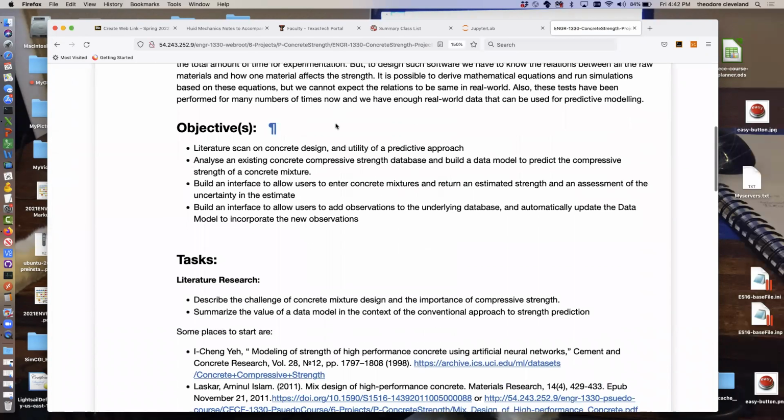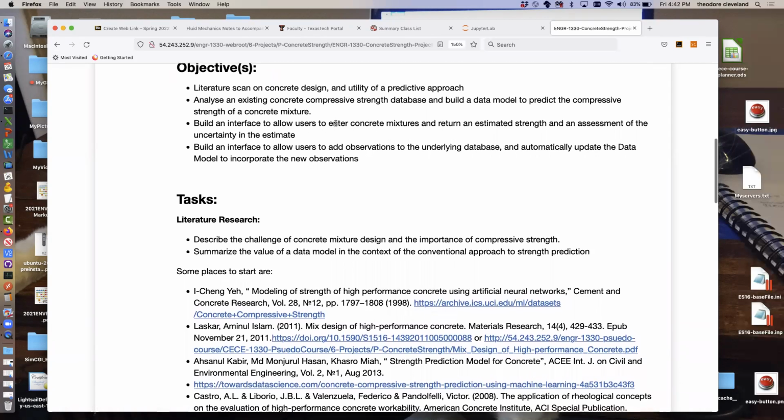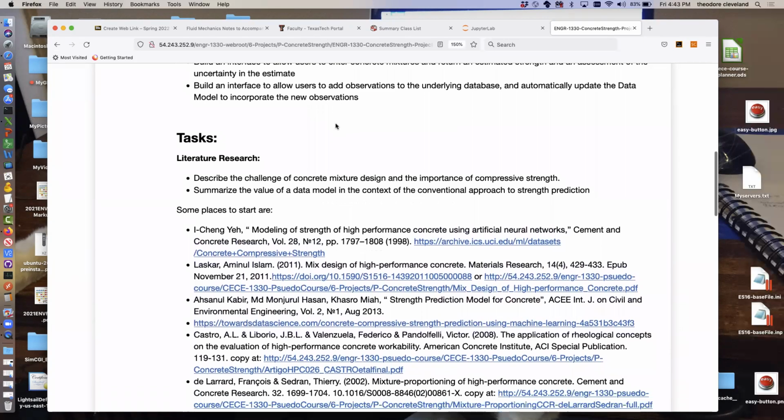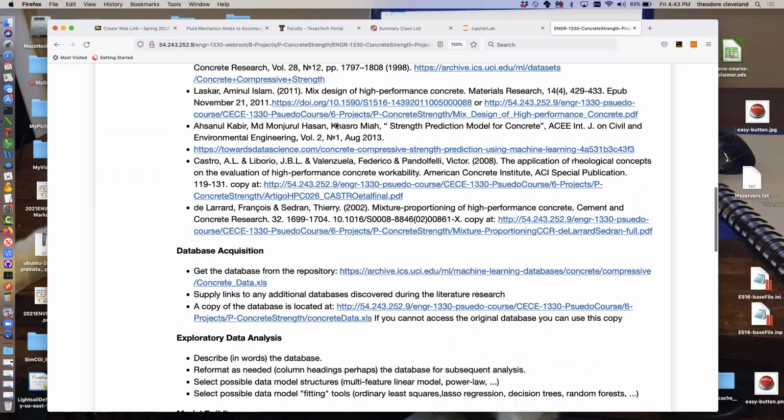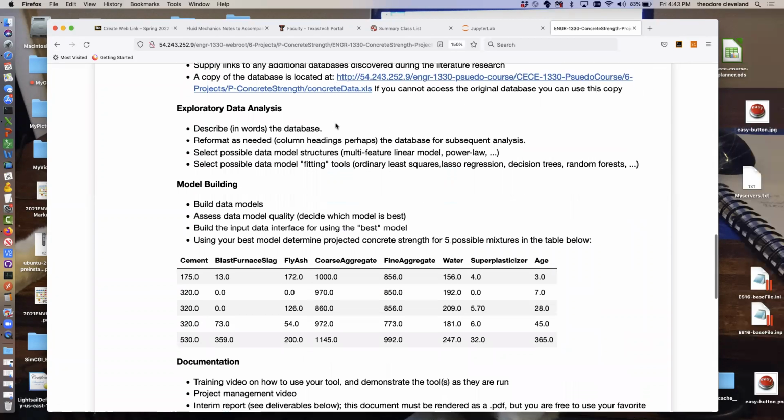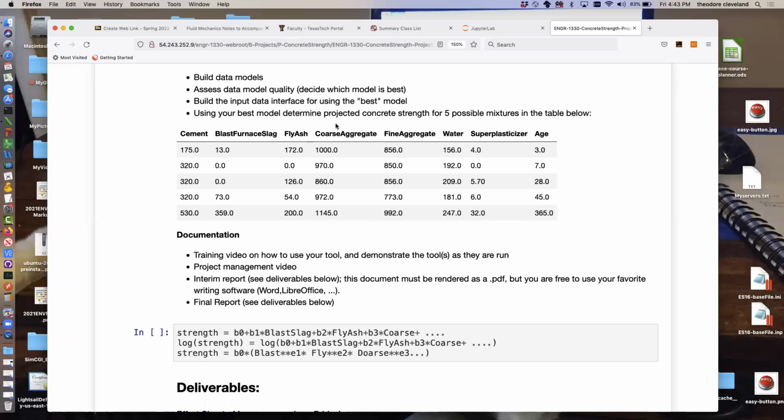A little background: the objective would be a literature scan on concrete design, and the utility of a predictive approach. Why would you want to be able to predict concrete strength? Analyze an existing database, build a data model to predict the compressive strength of a concrete mixture, build an interface to allow you to enter mixture information, and then build an interface to allow users to add observations to underlying distributions. A little bit of references to get you started. Database acquisition, and then here is a test case, and there's no answer given here. So using your best model, determine the projected concrete strength of these 5 mixtures.